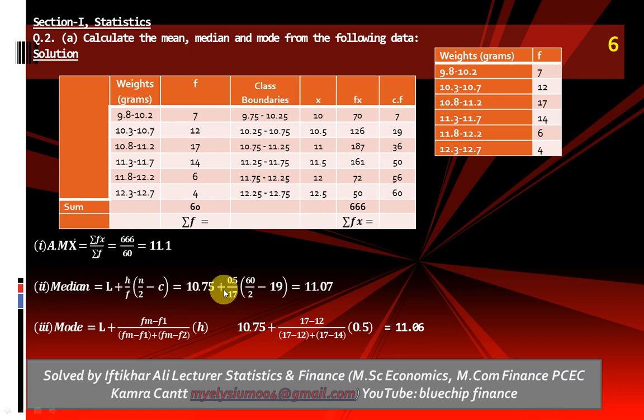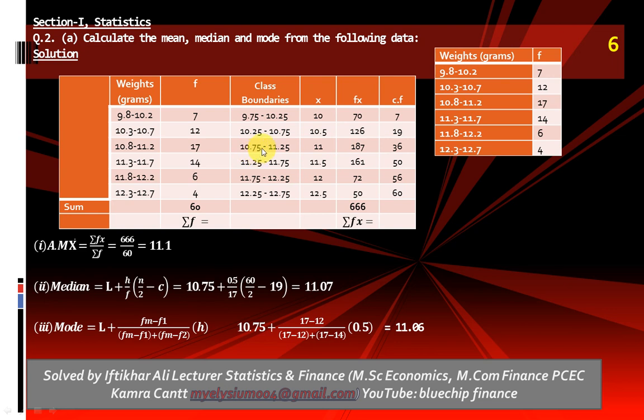Median: in case of median, first of all select the class boundary, select the model class. How can we select the model class? Simply calculate this n by 2. n is equal to sum of f, so 60 by 2 equals 30. 30 falls in the cumulative frequency of 36, so that will be your model class.